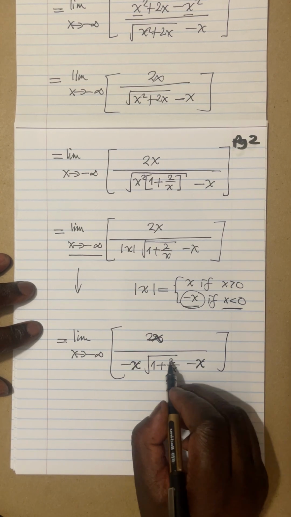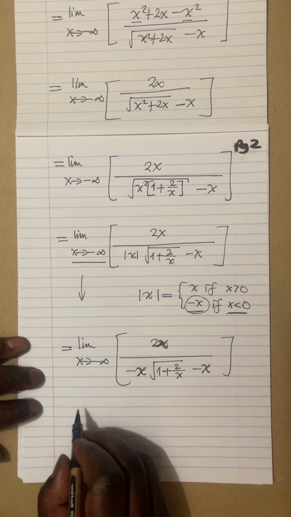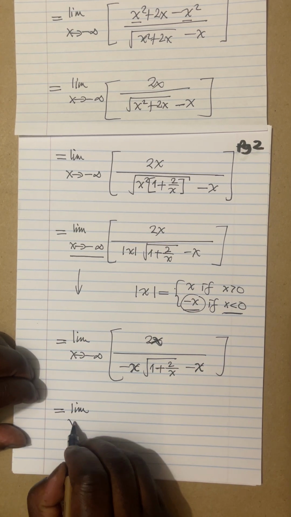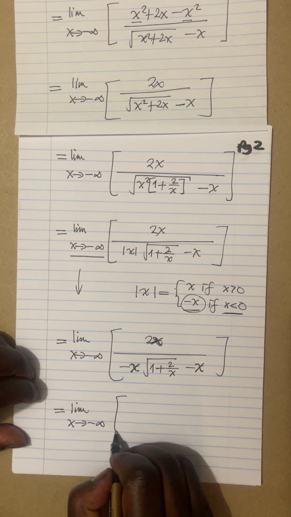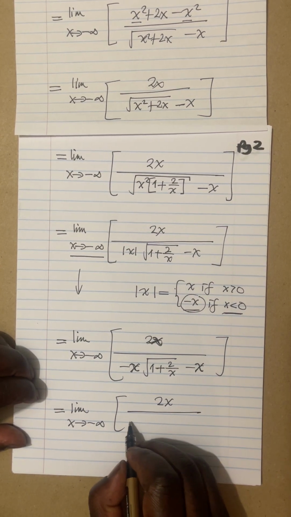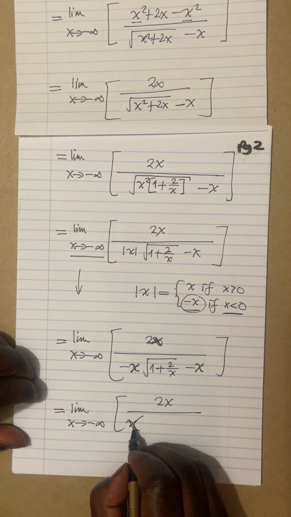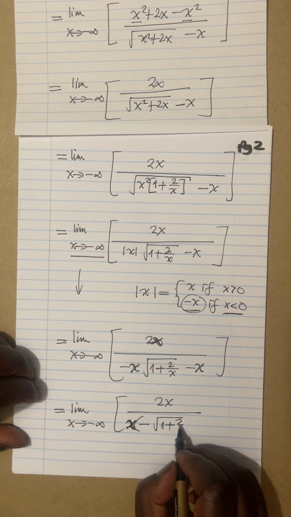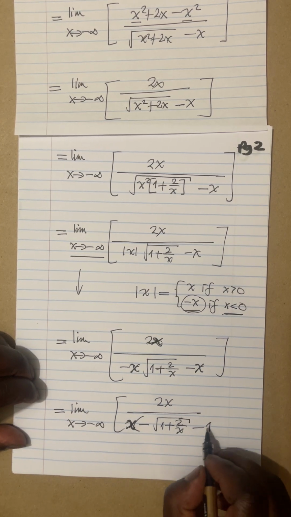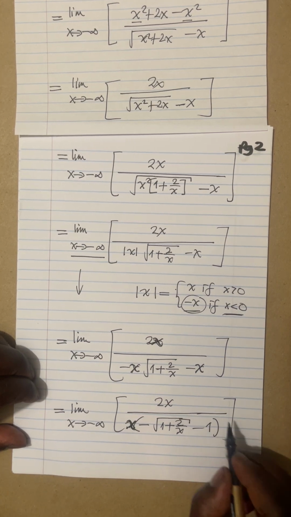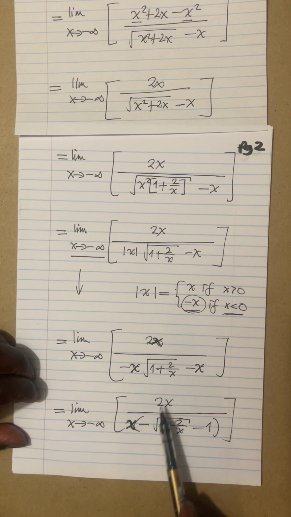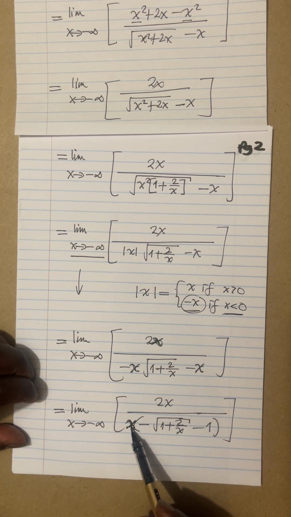Now you can see that in the denominator we have a common factor, which is x. Take it out. Taking that common factor out, we have the limit as x approaches minus infinity of 2x all over x, open brackets, minus the square root of 1 plus 2 over x, and then minus 1, like this. What am I saying? I'm saying x times minus the square root is just minus that, like you can see here, and then x times minus 1 is minus x.